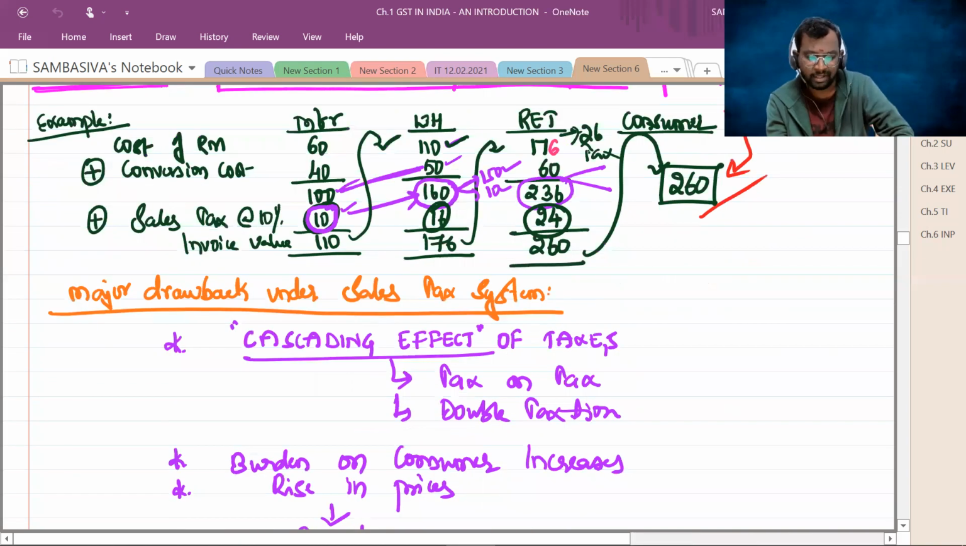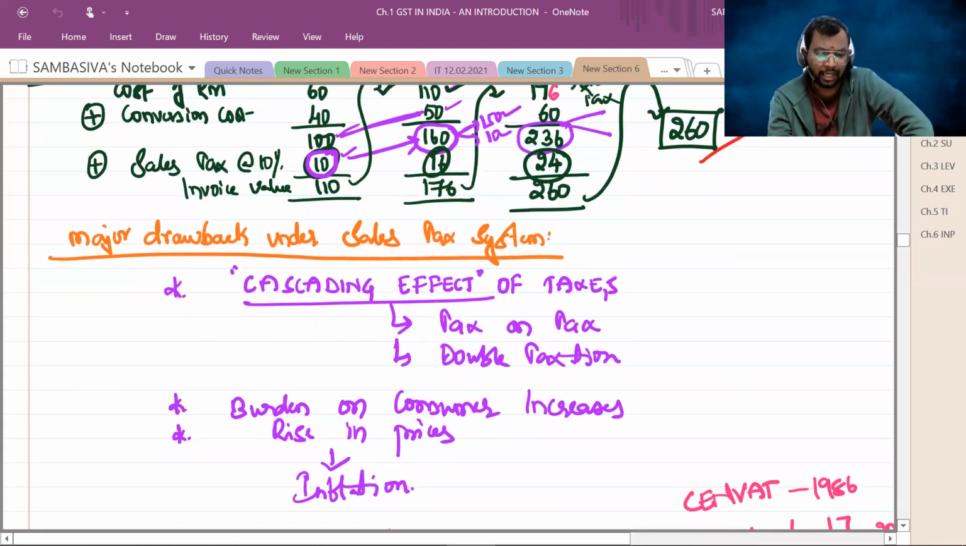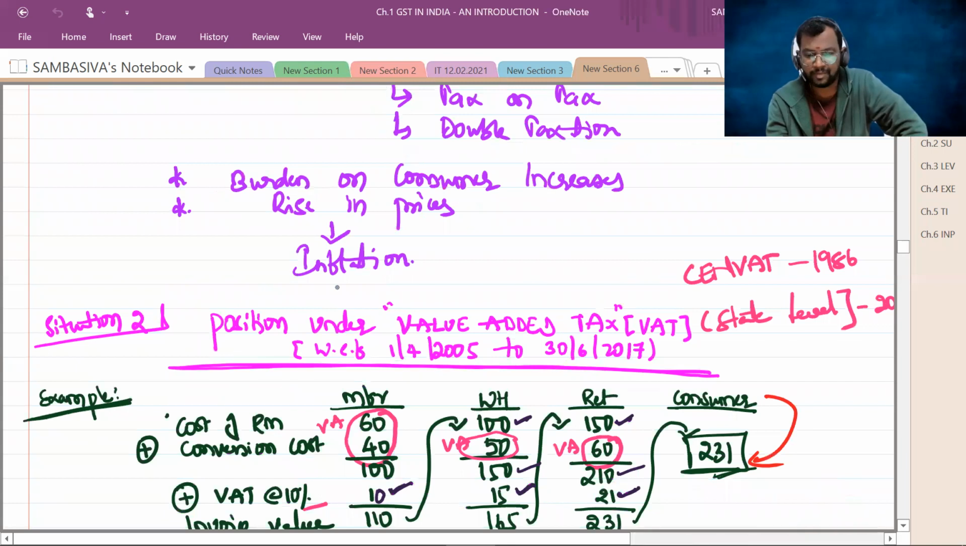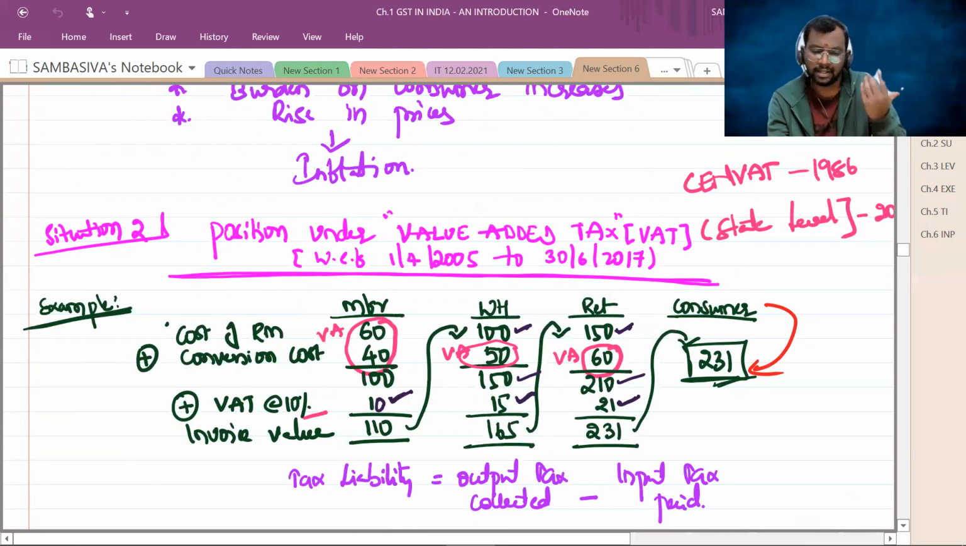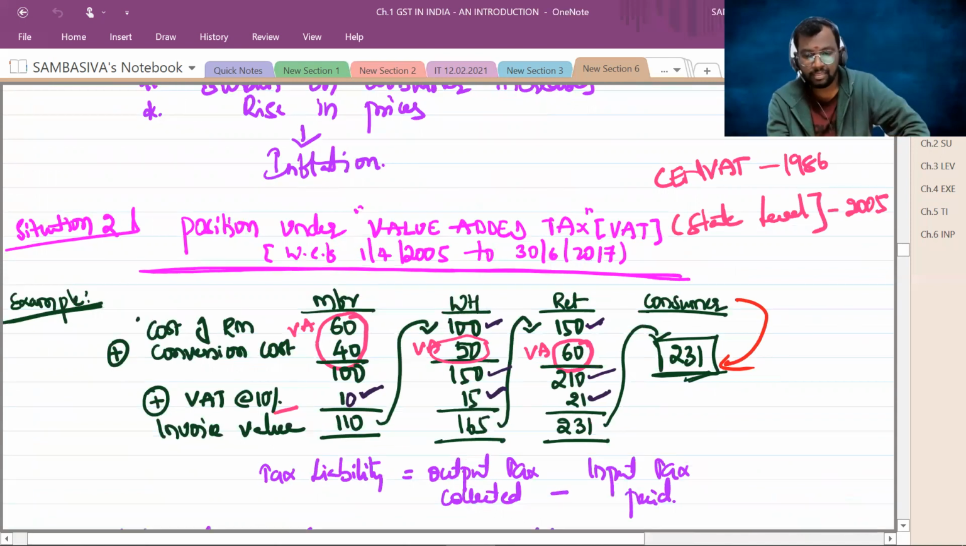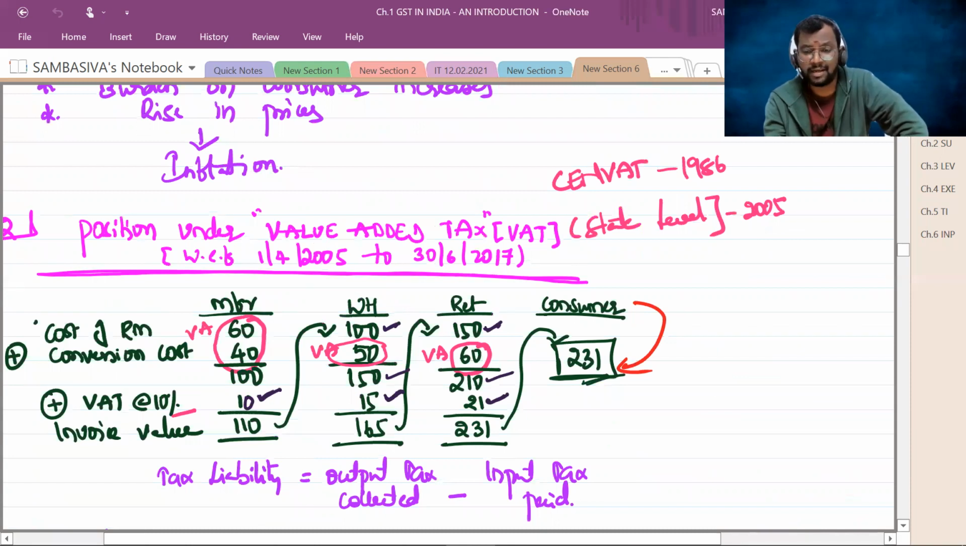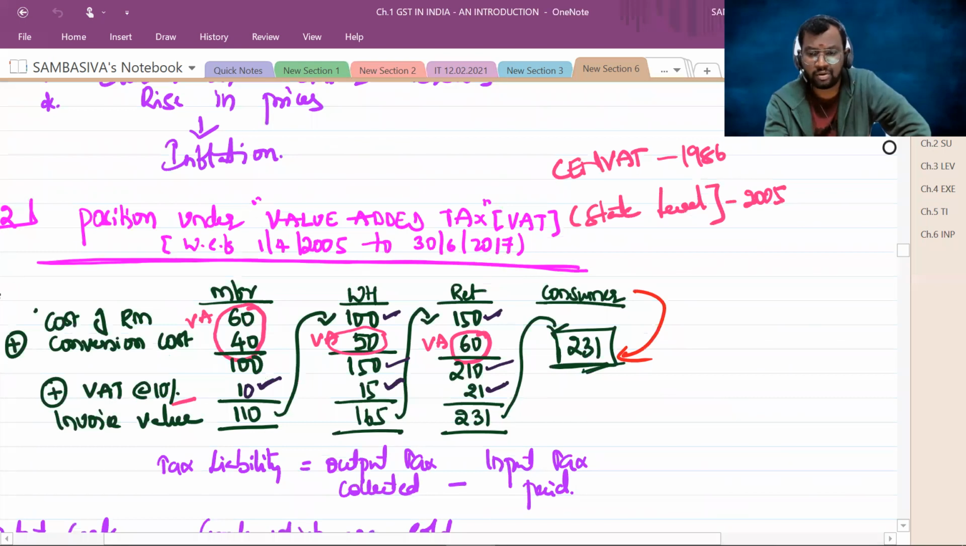And we have written here already in the first chapter itself, major drawbacks under the sales tax system: cascading effect of taxes, tax on tax, double taxation, burden on consumer increases and rise in prices, which ultimately leads to what? Inflation. That is why we have come up with a concept called VAT, value added tax, at the state level, and at the central level, SENVAT. SENVAT was introduced in the year 1986 at the central level, and at state level we introduced the concept called VAT in the year 2005.